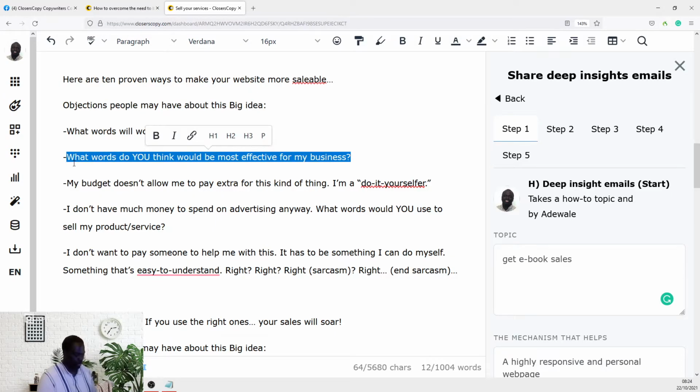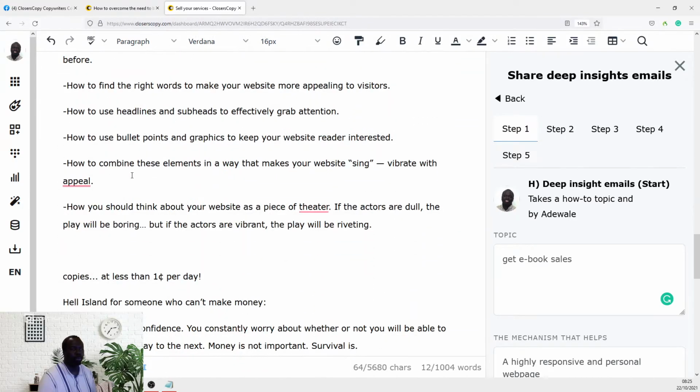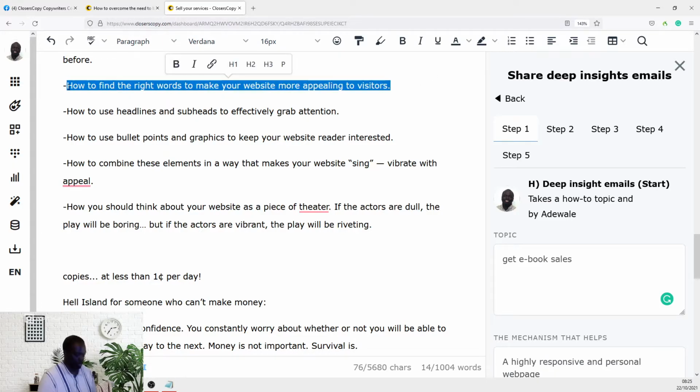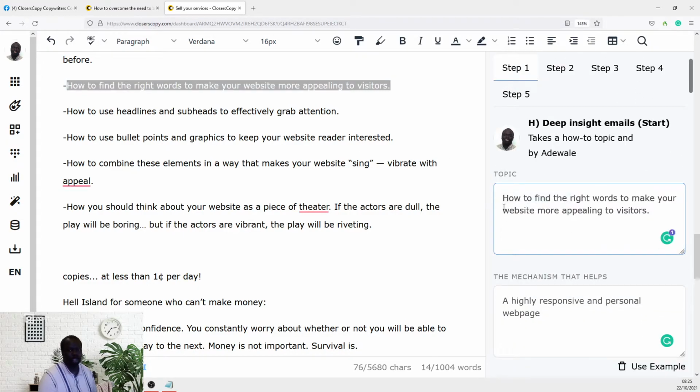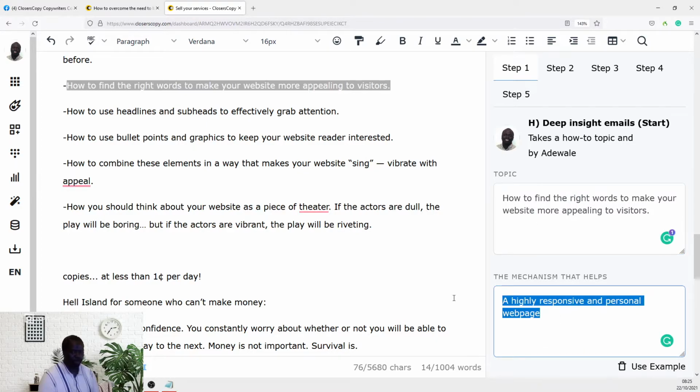So let's look for how to find the right words to make your website more appealing. So that could be the topic, how to find the right words to make your website more appealing. And maybe using Google search is the mechanism that helps, right?